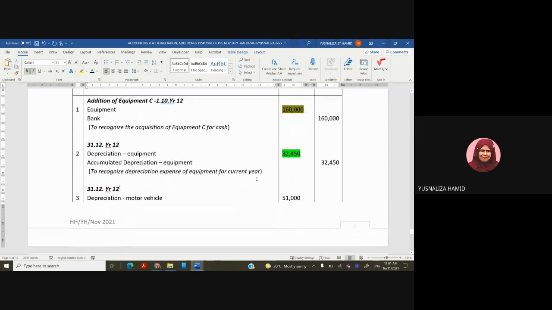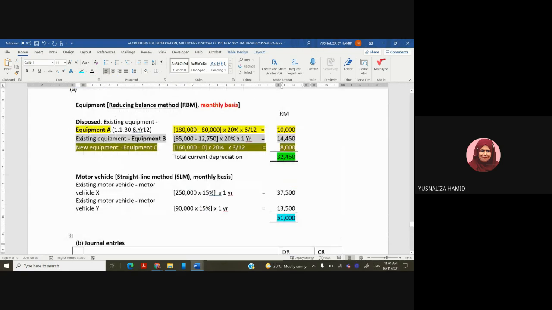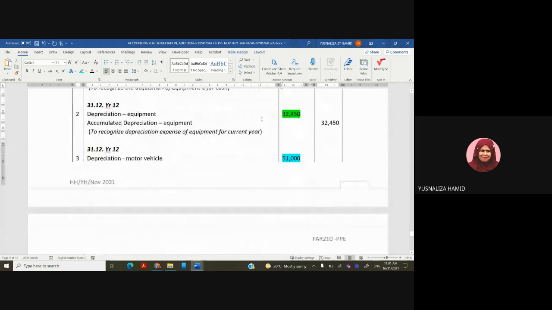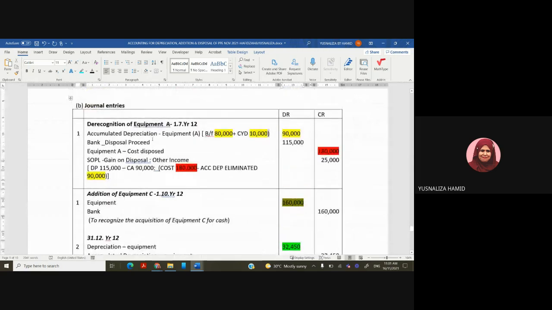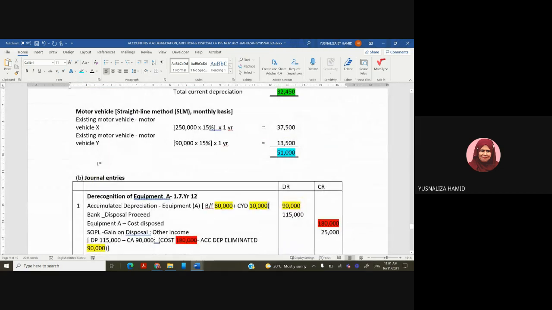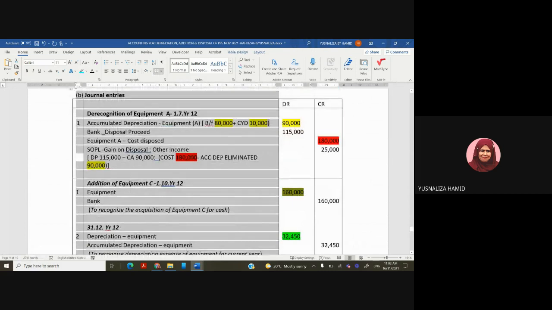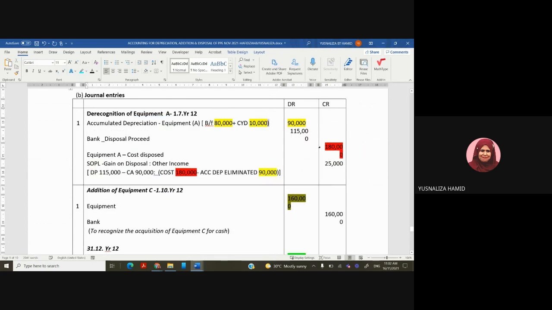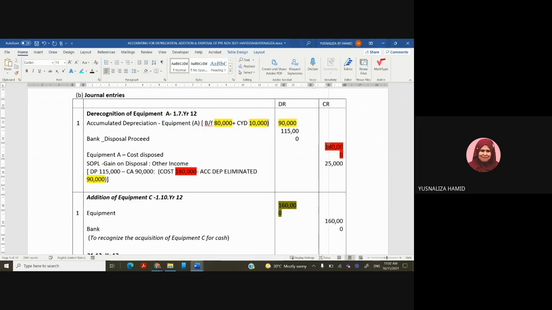Okay, so the journal entry, the figure here is from the calculation that we have done earlier. So 51,000 is from this 51,000. But you need to work out all this correctly first, right? Okay, this kind of question has never been asked in the exam yet. So we just do not know when. So we just need to be prepared. I guess that's the most important thing, that we need to always be prepared. Right. So let's just give some space here.